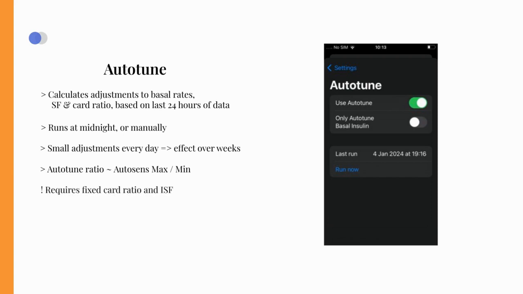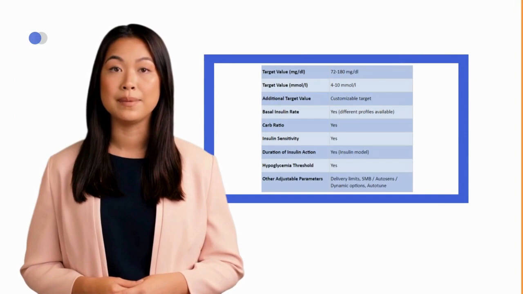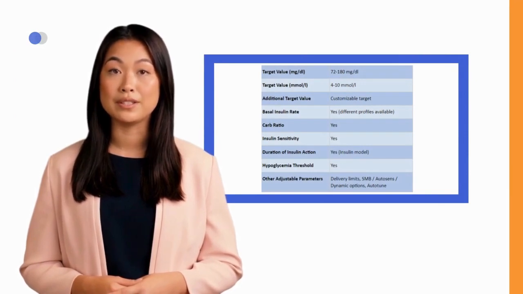Note that AutoTune requires fixed values for carb ratio and insulin sensitivity, so it will not be effective when using the full dynamic settings in iAPS, and that AutoTune may not work if NightScout has additional security measures like a token. Remember that all settings and parameters should be adjusted in consultation with your healthcare provider, taking into account your individual needs and medical guidance.